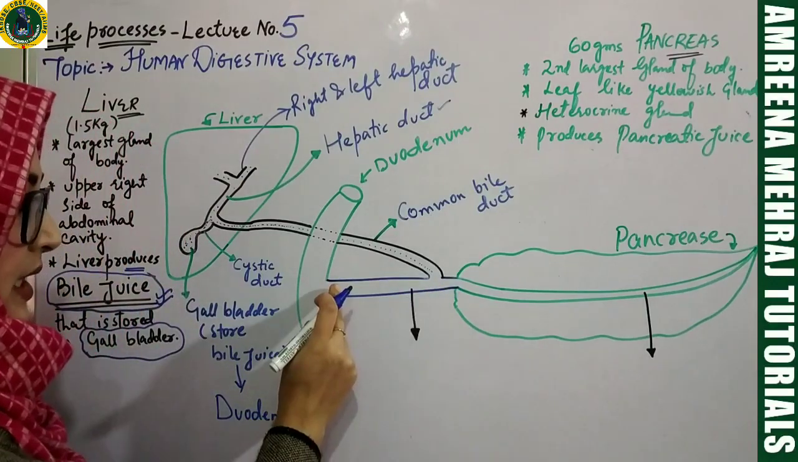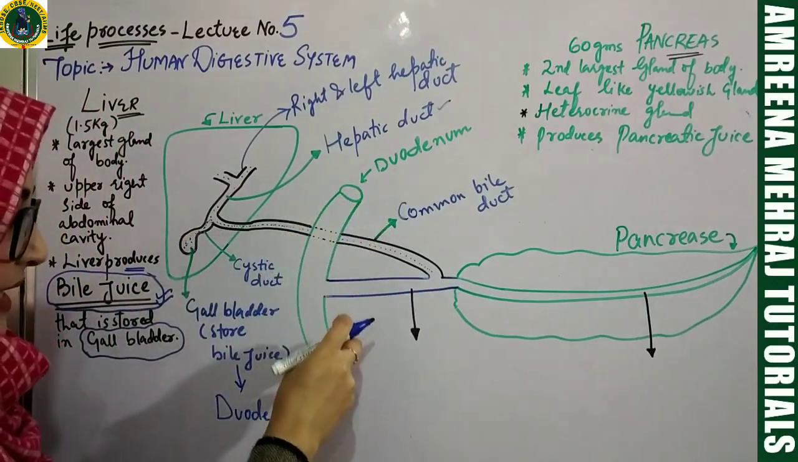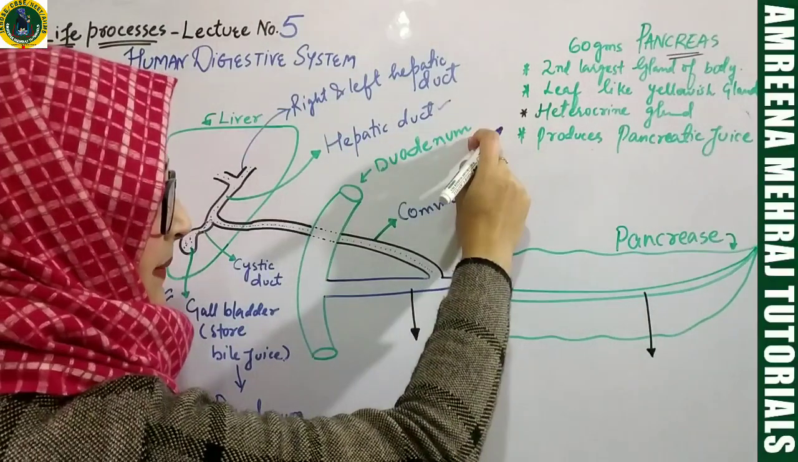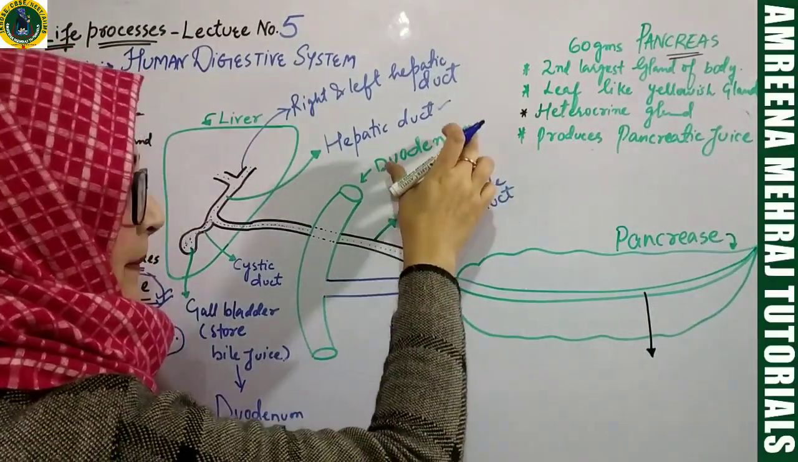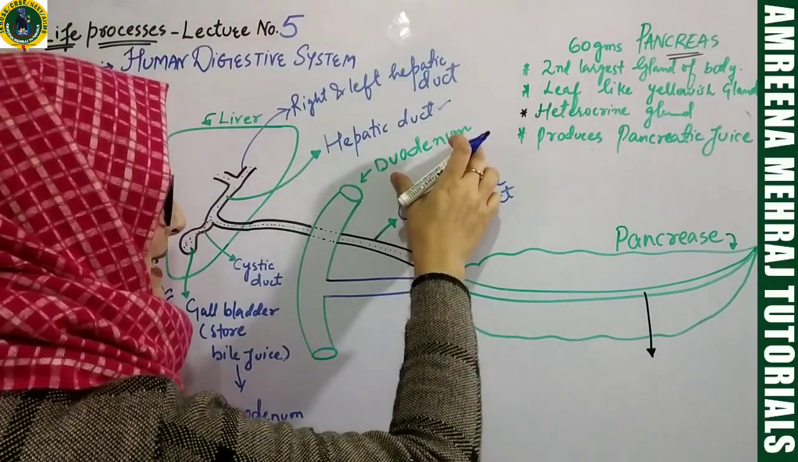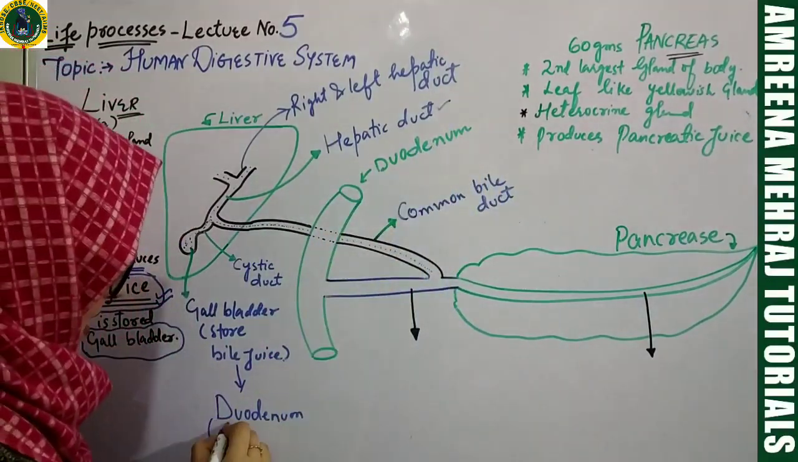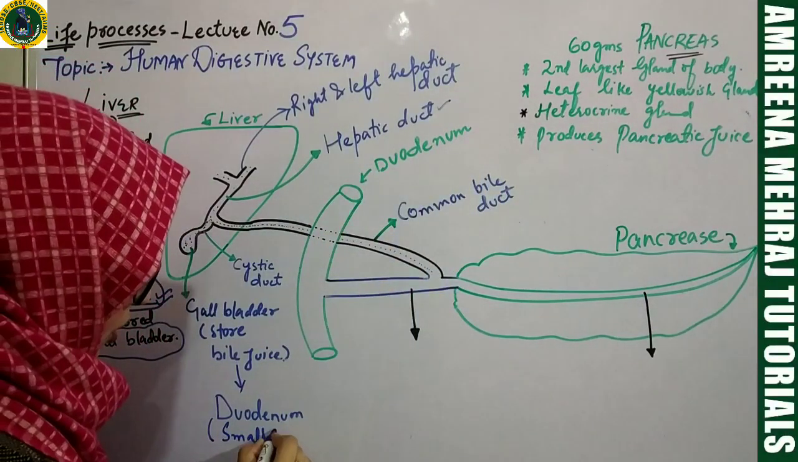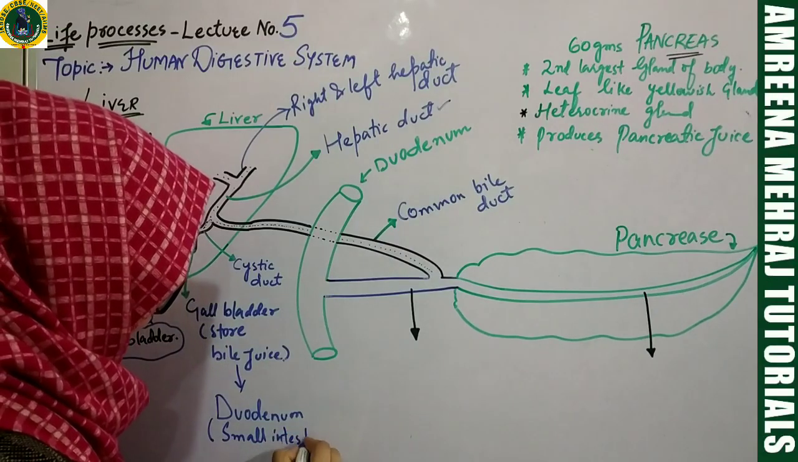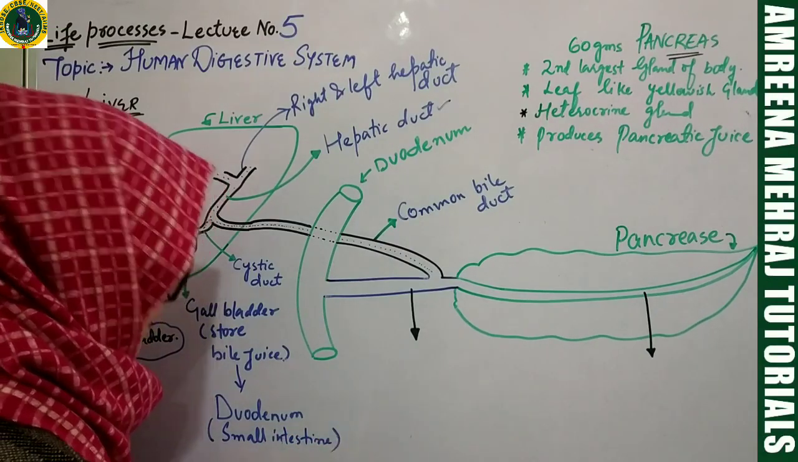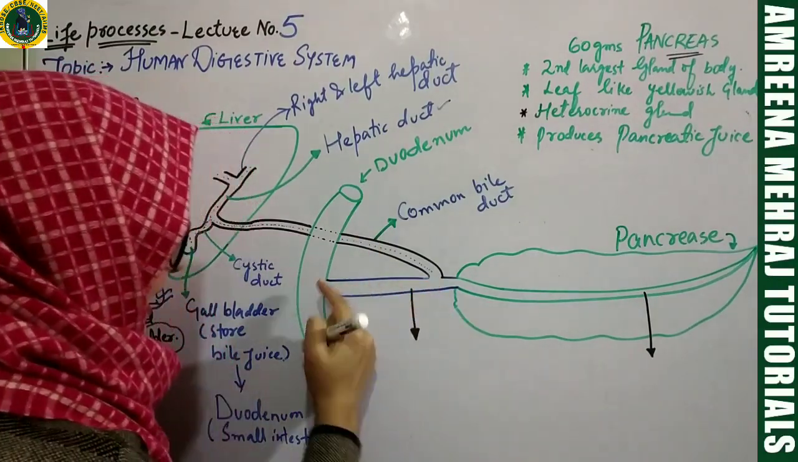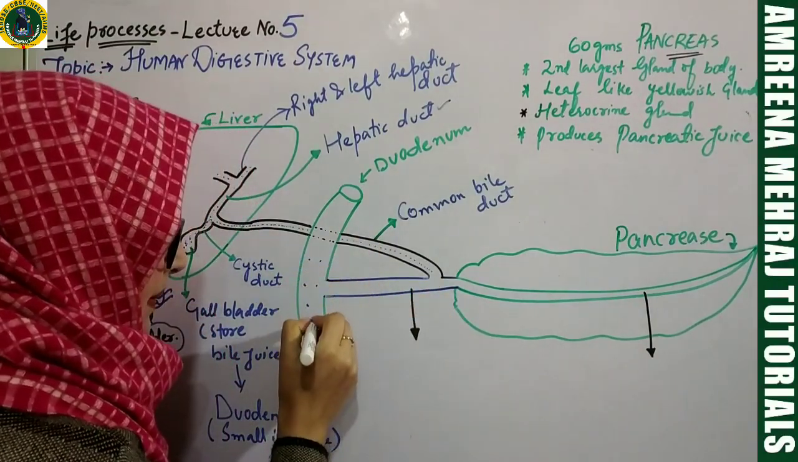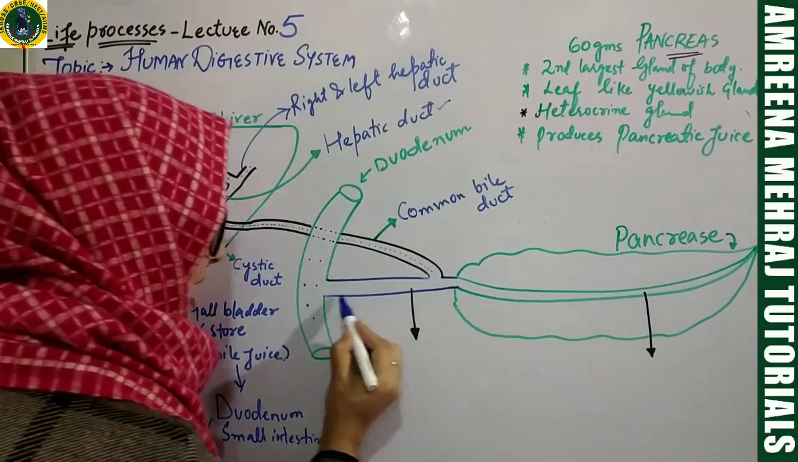Now this is not the duodenum. This tube is the duodenum. So I've written, this is duodenum. Okay, the duodenum is the first part of your small intestine. So bile juice has to reach the small intestine. Okay. Now, this particular duct finally opens into the duodenum. The question arises, which duct is it?